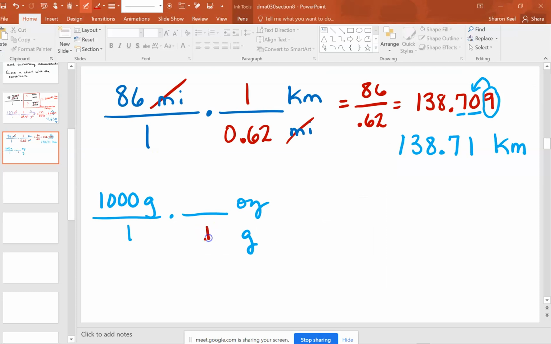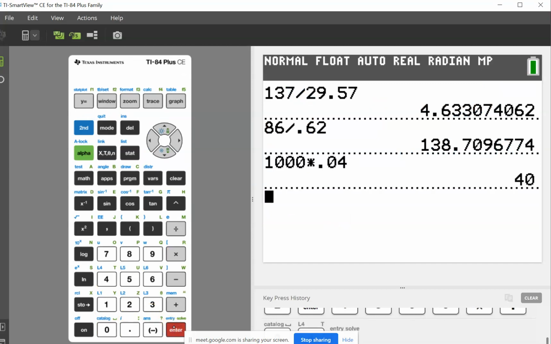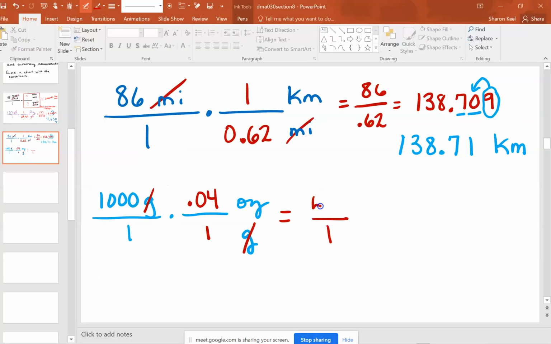So here, 1 goes beside gram. The decimal 0.04 goes with the ounce. The gram and the gram cancel. For this one, I'm going to do 1,000 times 0.04. And then here's 1 times 1. So 1 times 1 is just 1. 1,000 times 0.04 is going to give me 40. So I have 40 over 1, which is just 40. And my new unit is the ounces.